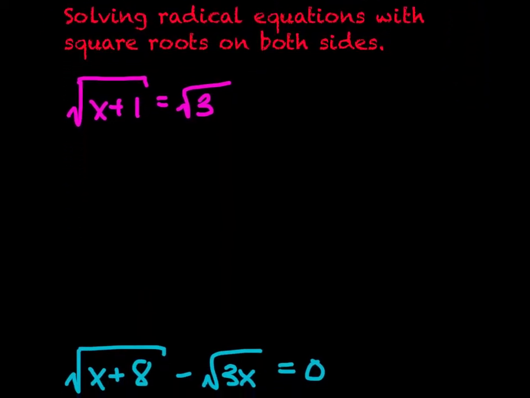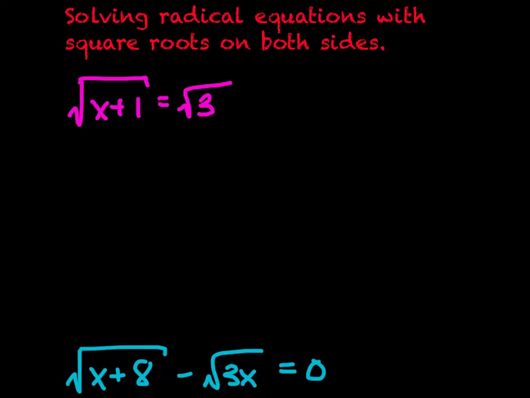So here we go. Here's our first concept we're dealing with, solving radical equations with square roots on both sides. We have the square root of x plus 1 is equal to the square root of 3. What's nice about solving radical equations with square roots on both sides is we can take that concept of squaring something on both sides and actually get rid of our radical entirely, which is really nice and makes things really, really clean. So let's do just that. Let's square our radicals on both sides.